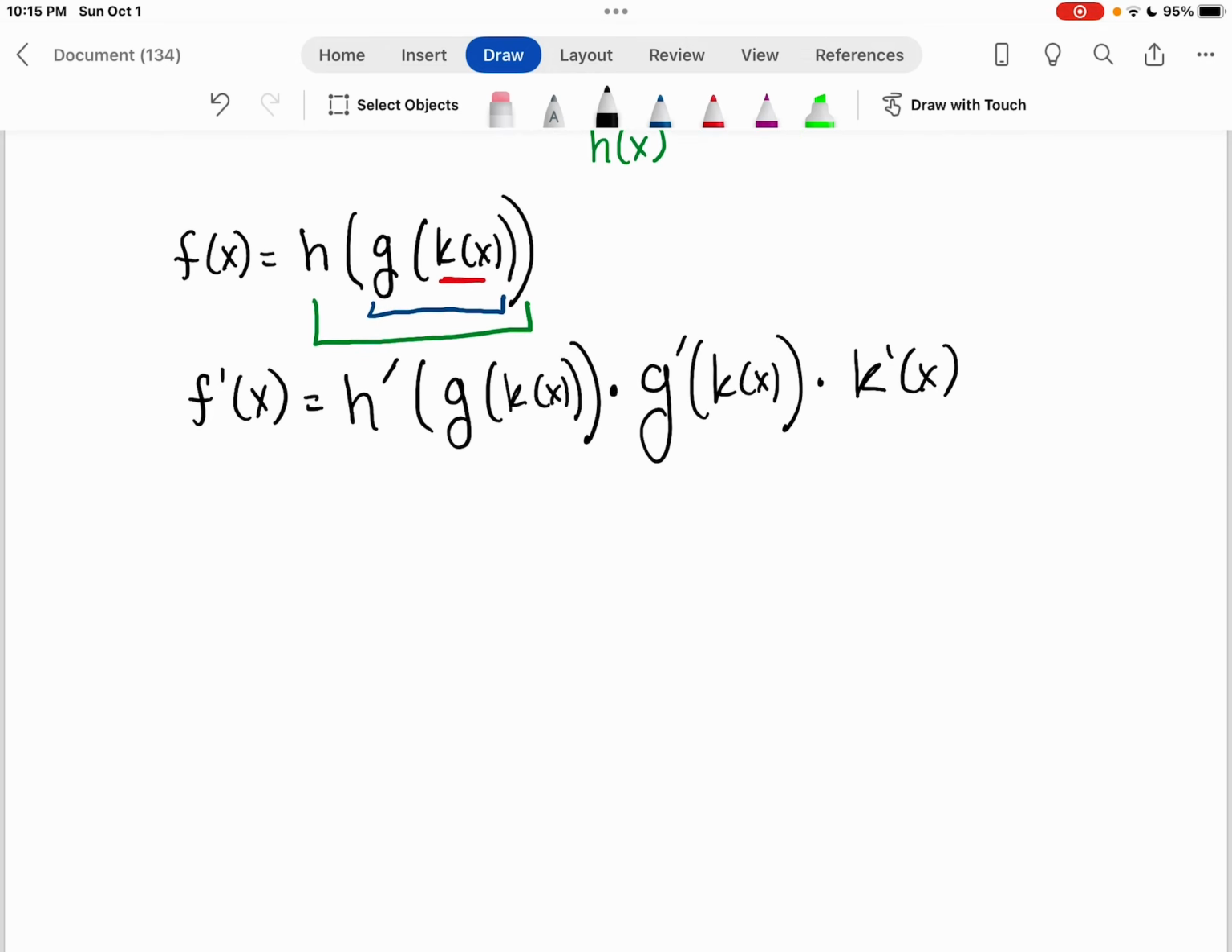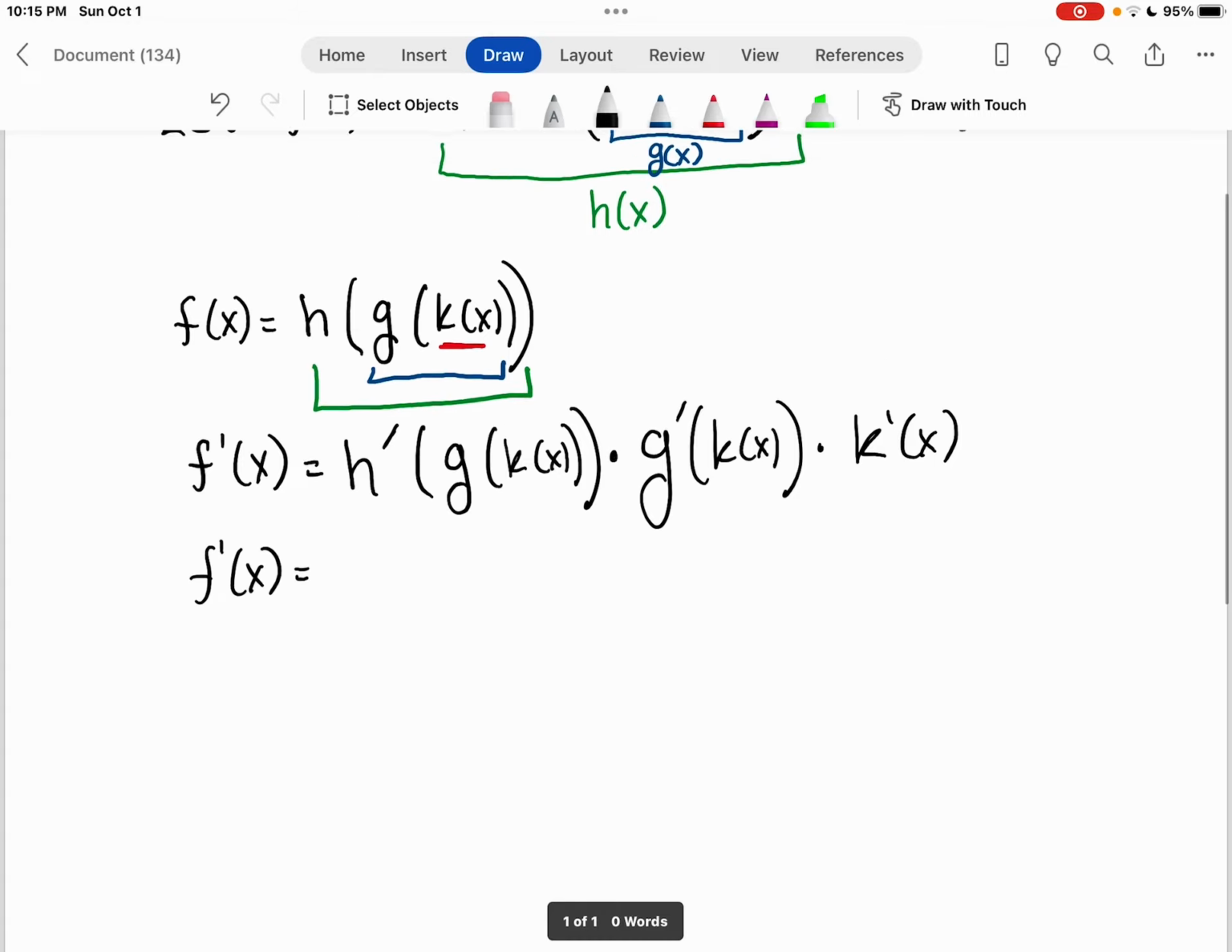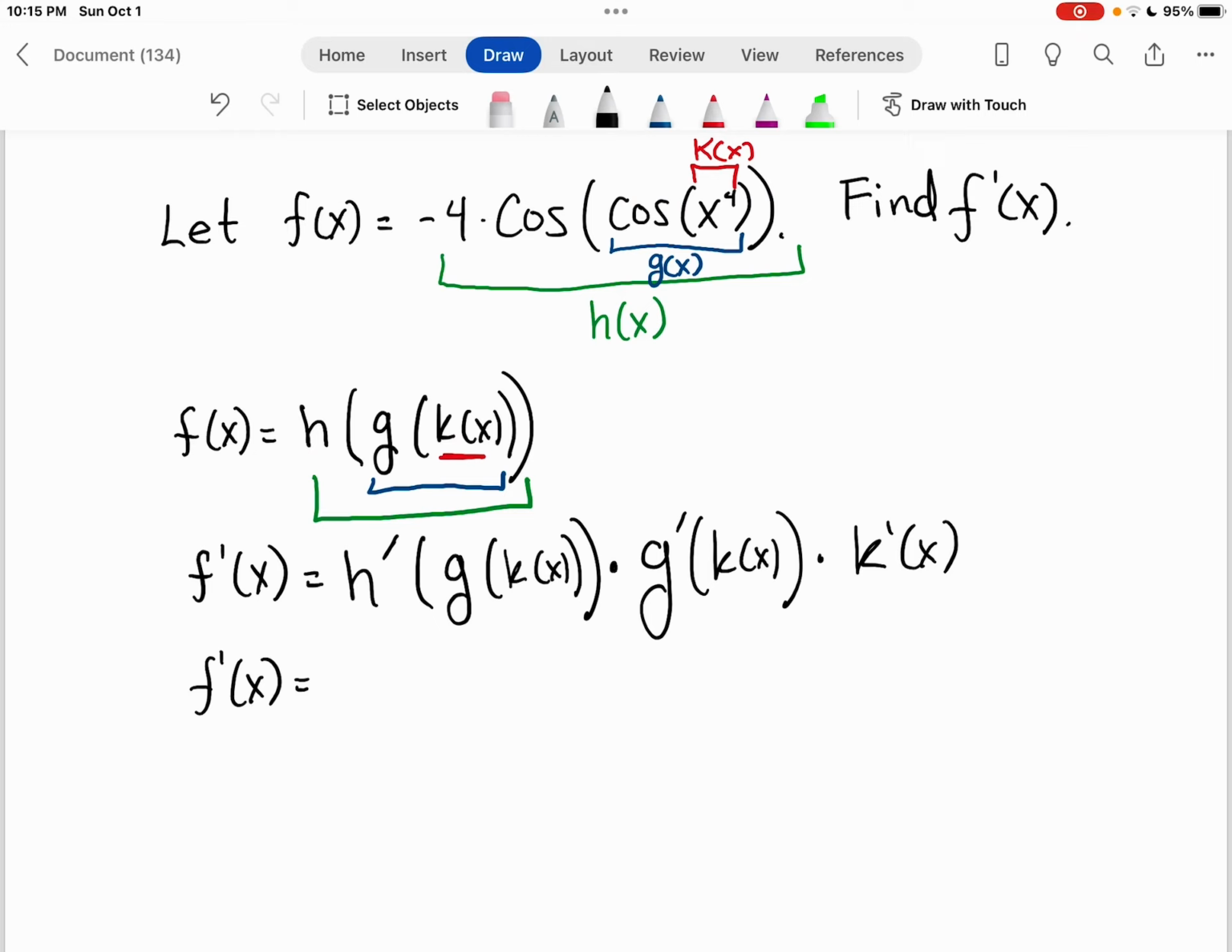Okay, now when I actually go to take that derivative, when I'm looking at that outer function, h of x, I have a -4, but I'm taking the derivative of cosine, which is negative sine. So the two negatives make that a +4 sine, and then inside it stays the same.